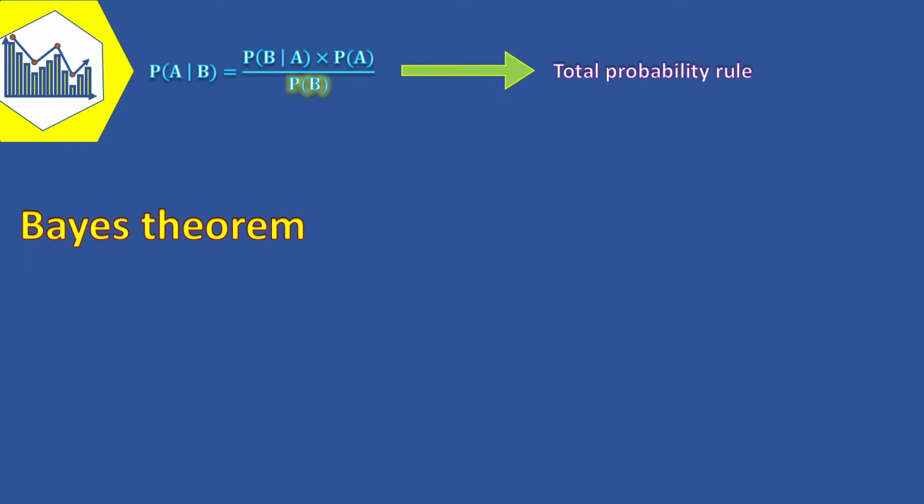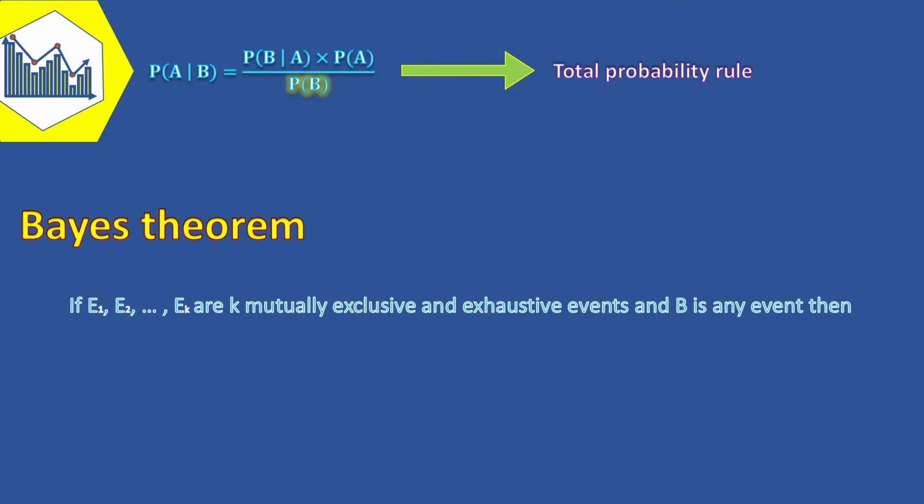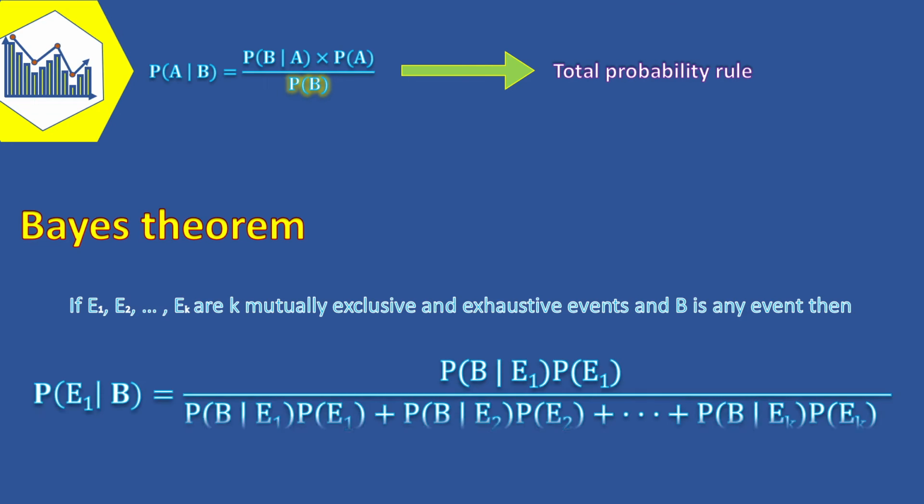In general, if the probability of B in the denominator of the last equation is written using the total probability rule, we obtain the following general result, which is known as the Bayes theorem. The Bayes theorem says if E1, E2, E3 up to Ek are k mutually exclusive and exhaustive events, and B is any event, the probability of E1 given B equals the probability of B given E1 times the probability of E1 over the probability of B given E1 times the probability of E1 plus the probability of B given E2 times the probability of E2 up to the probability of B given Ek times the probability of Ek.